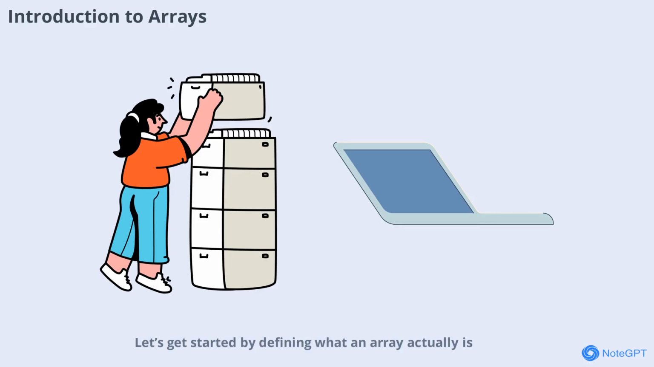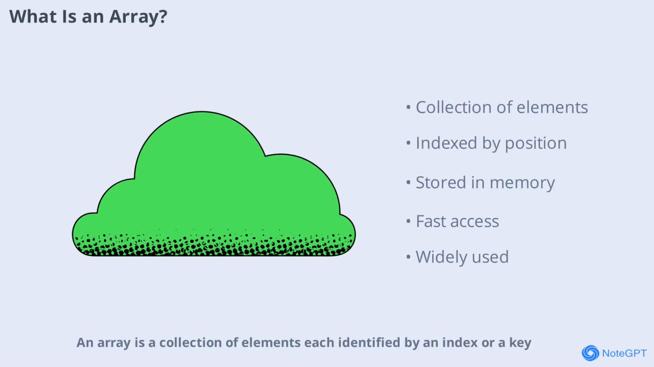Let's get started by defining what an array actually is. An array is a collection of elements, each identified by an index or a key. All elements in an array are stored in contiguous memory locations, which means they are placed next to each other in the computer's memory. This arrangement makes accessing any element in the array very fast and efficient. Arrays are used in almost every programming language, from Python and Java to C and JavaScript. They are the building blocks for more complex data structures and algorithms.